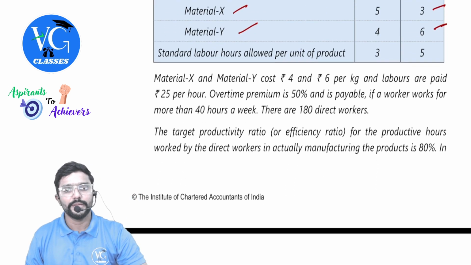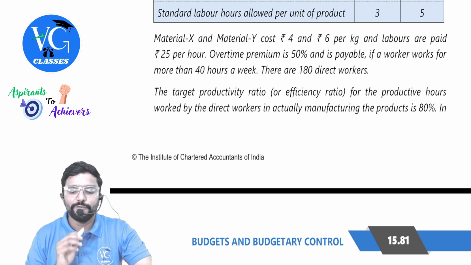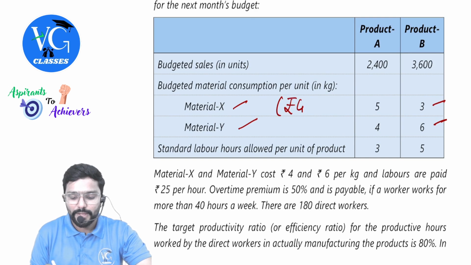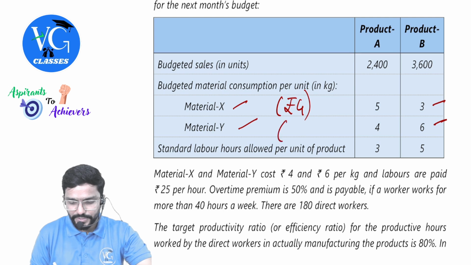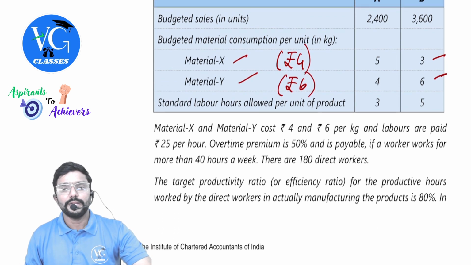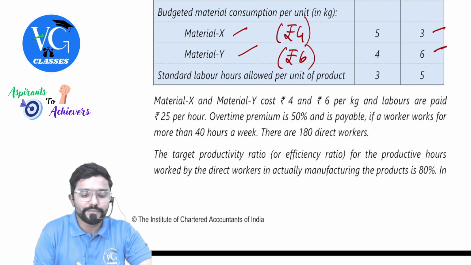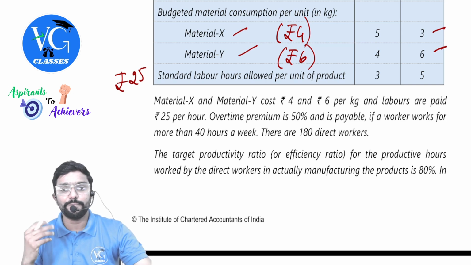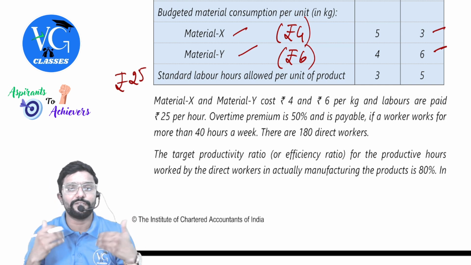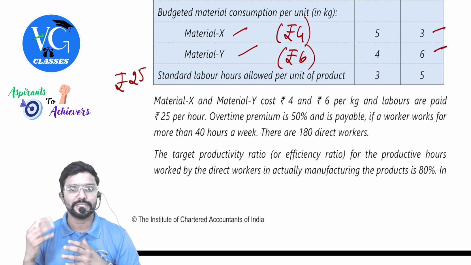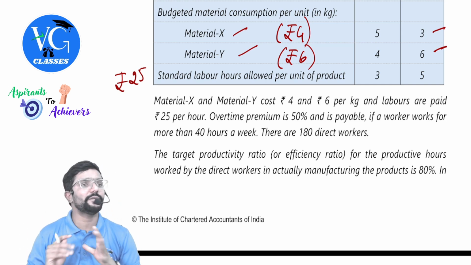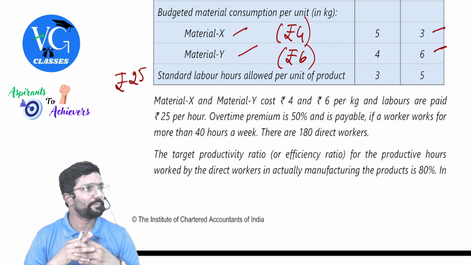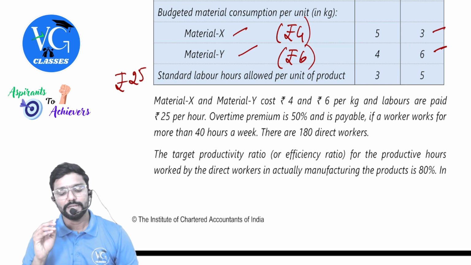All these are standard data. Material X and material Y will cost you 4 rupees and 6 rupees. Labor is paid at 25 rupees per hour. Overtime premium is 50% and is payable if the worker works for more than 40 hours a week, guys. So 25 into 50% extra, that means 37.5. Overtime payment would be how much? 37.5. In that, 12.5 would be premium.